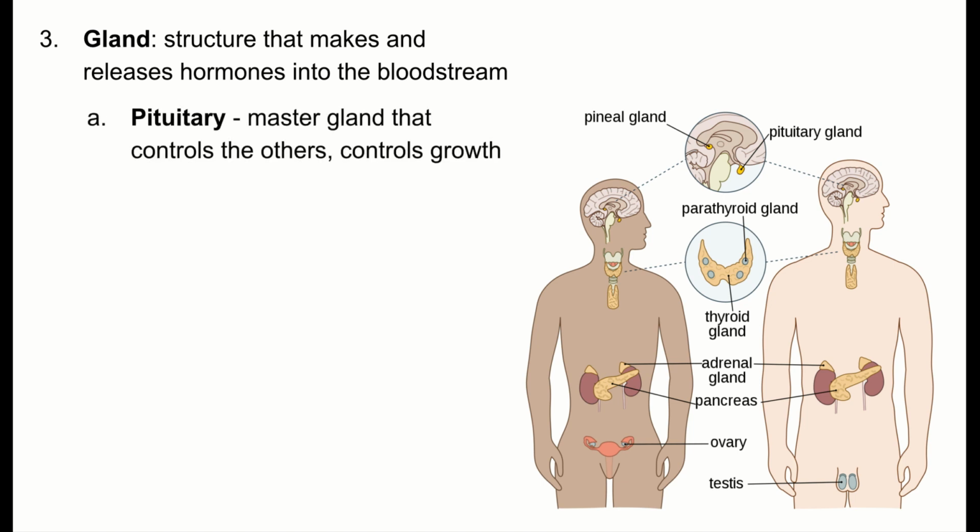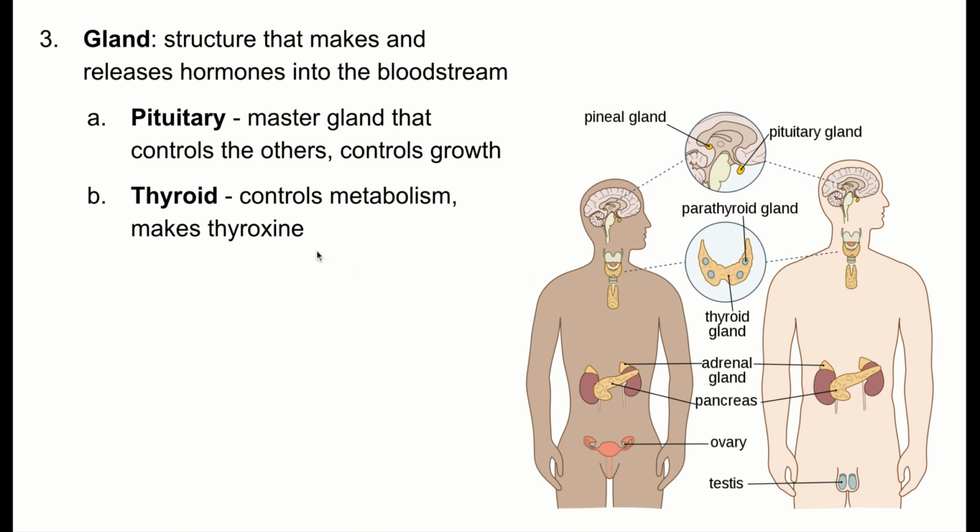Detail A, the pituitary gland here at the front of your brain. It's right there. This is the master gland that controls the others, and in particular, it controls your growth. Detail B, the thyroid gland is at the front of your neck. It's this butterfly structure that's right on top of your trachea. This gland controls metabolism, and it makes the hormone thyroxine.